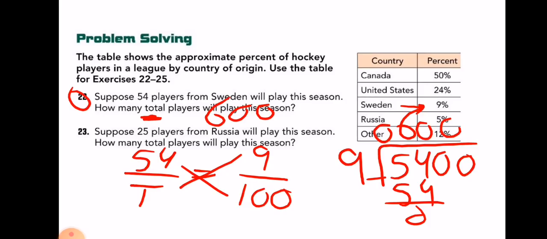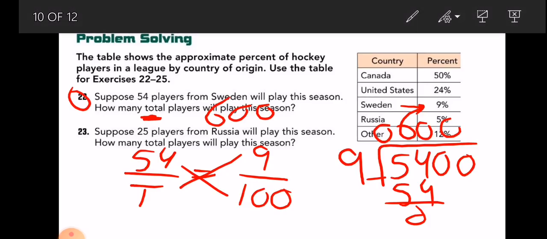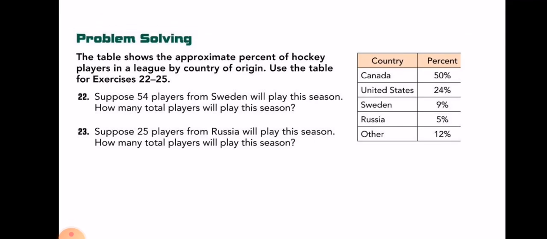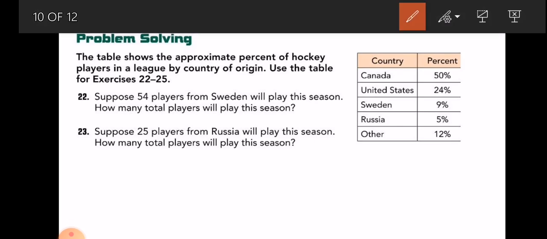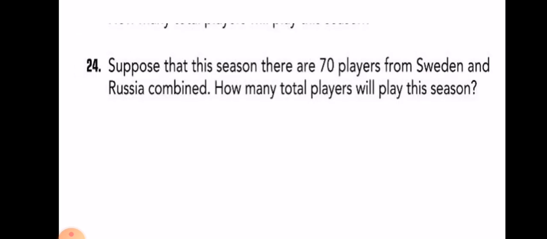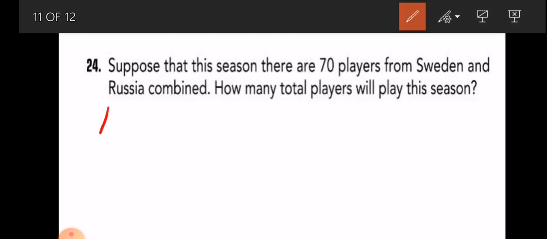Okay, let's go back to the table. On this table, what is the percent of players who will participate from Sweden? They are 9. Okay, from Russia, they are 5. So together, what is the percent for them together? It's 14%. Okay, let me go back to the question. I will put this information with me, that 14% for the two countries together.